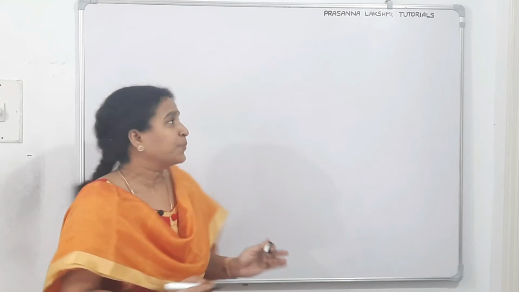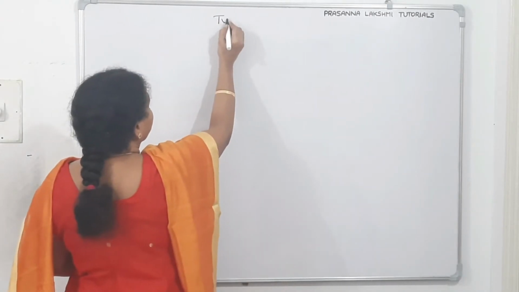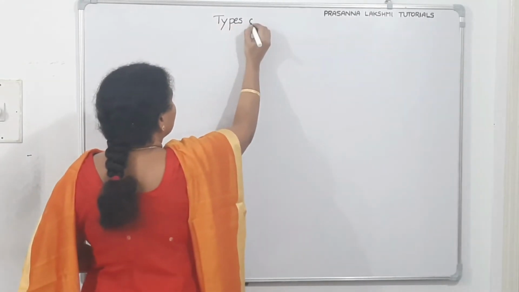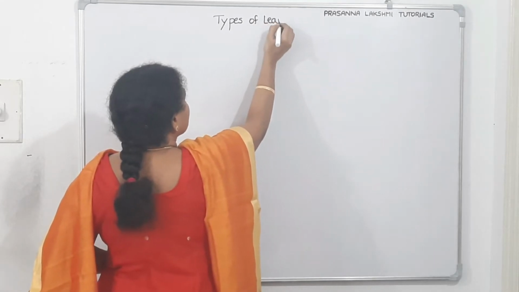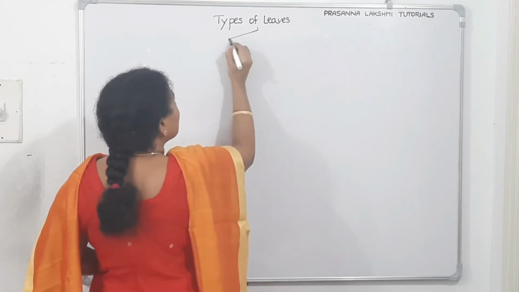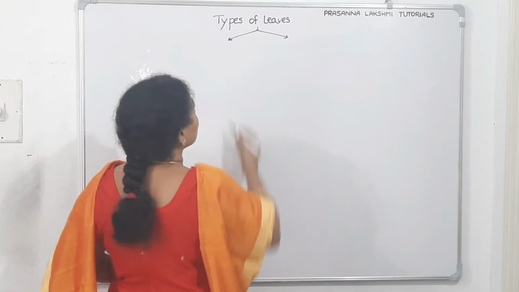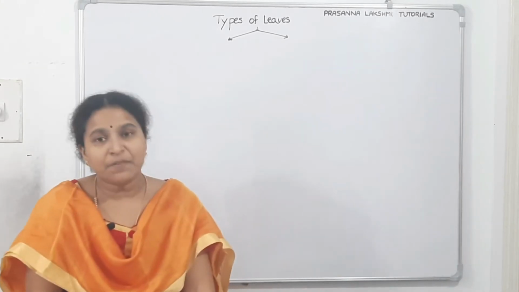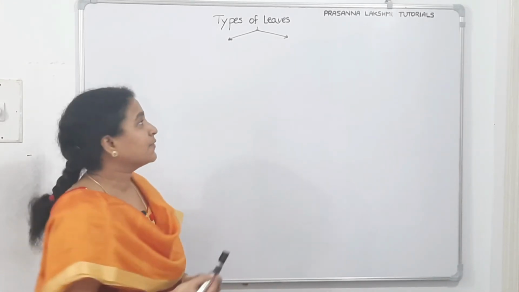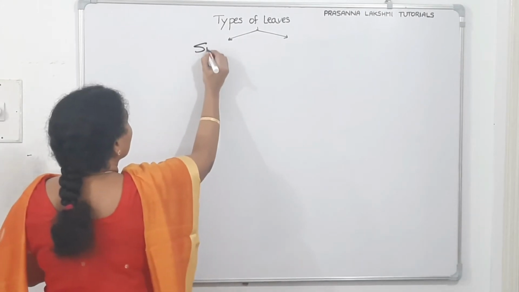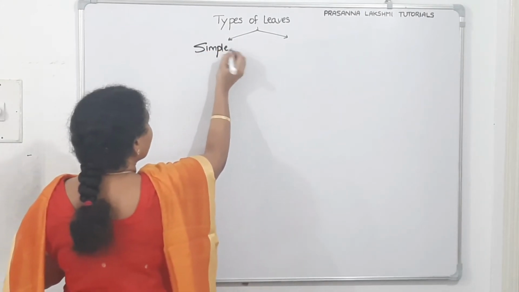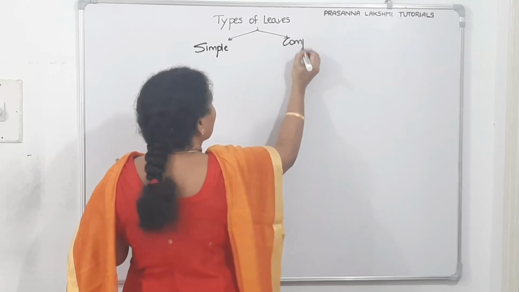Let's go to types of leaves, the next topic. Types of leaves. Basing on whether the leaf is having incisions and whether the incision is touching the midrib or not, we can divide the leaves into 2 types called simple leaves and compound leaves. So, we will go with the first type of leaf called simple leaf and the second one is compound leaf.